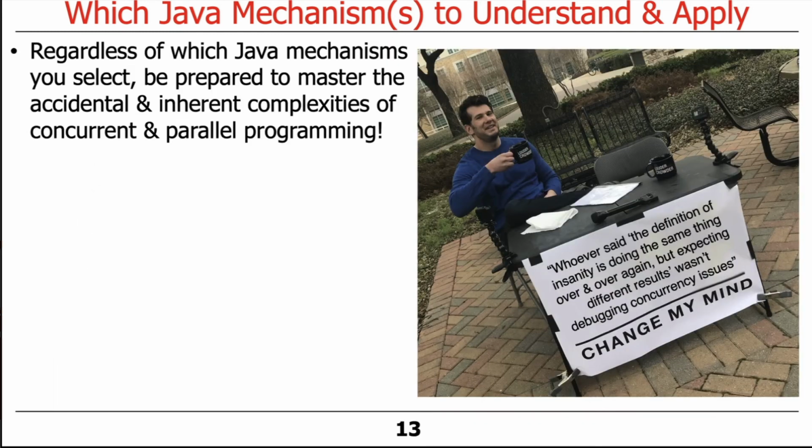Regardless of which mechanisms you select, be it concurrency, parallelism, message passing, shared objects, application frameworks, be prepared to address and master the accidental and inherent complexities in whatever layer or layers you choose. And there's a great quote here. You've probably seen this meme before, but this is a funny one for this class. Whoever said the definition of insanity is doing the same thing over and over again but expecting different results wasn't debugging concurrency issues. Change my mind.